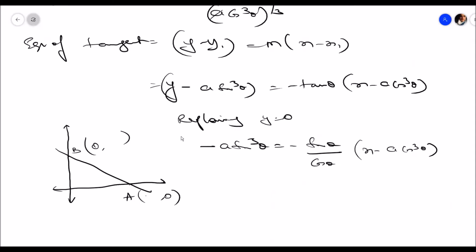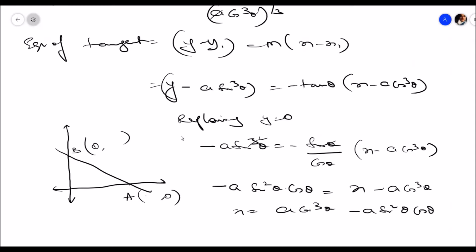Okay, so one of these sines will get cancelled and that will become sine square. So that in turn is equal to minus A sine square theta cos theta after I cross multiply, which is equal to x plus x minus A cos cube theta. Clear? Then to find the coordinate of x, I need x is equal to A cos cube theta minus A sine square theta cos theta.